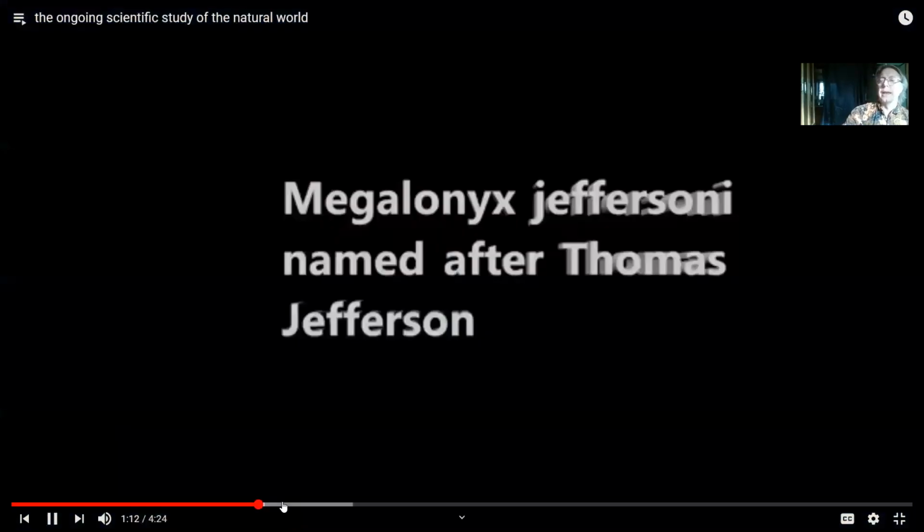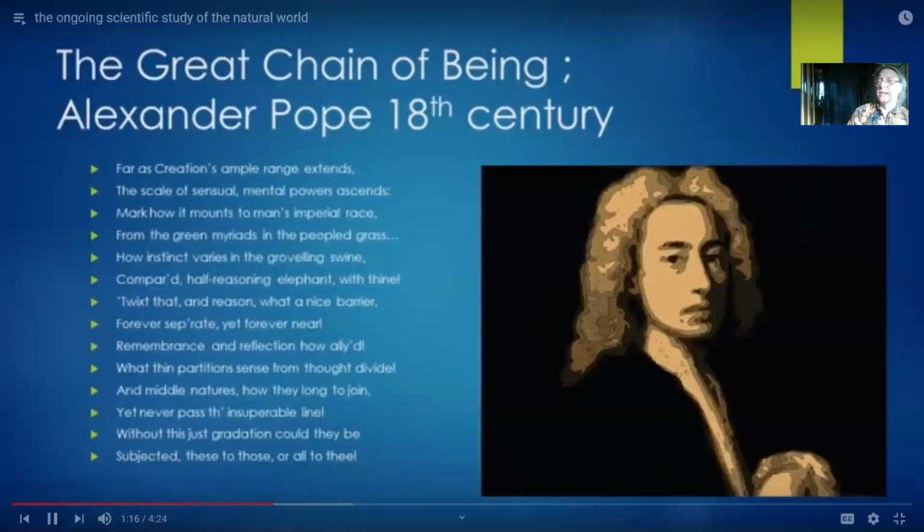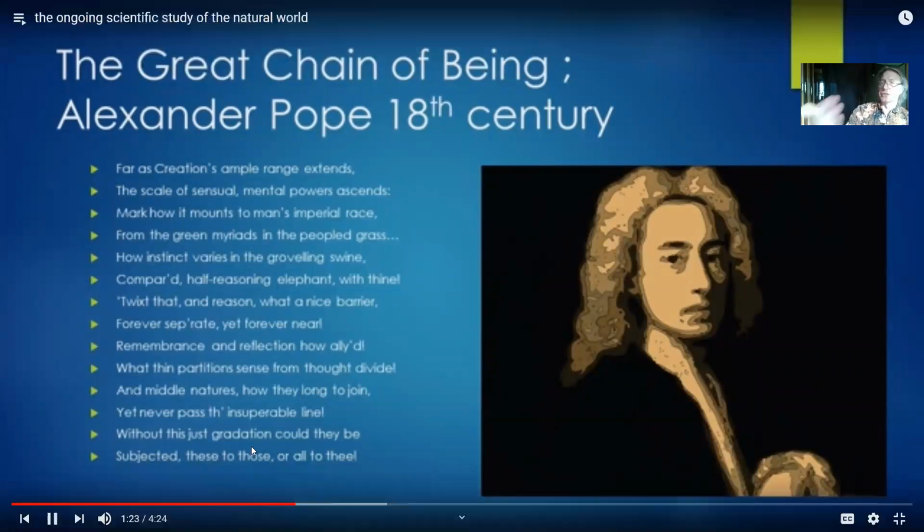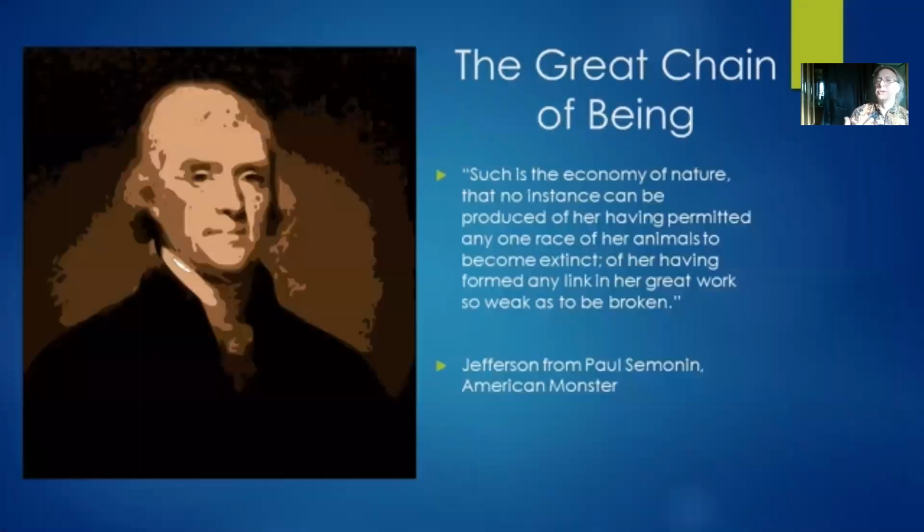It was thought that animals could not become extinct. So there was the idea of this great chain of being. It's impossible for living things to become extinct. Thomas Jefferson was a proponent of this idea. That was shown to be false.